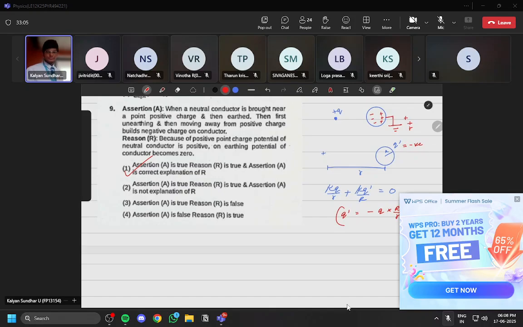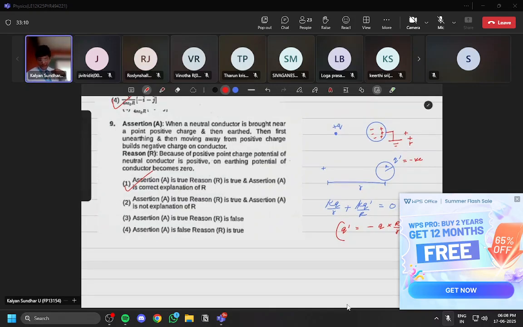Sir, can you explain the reason one more time? Yes ma'am, see, the reason says the point charge is becoming a negative charge on the conductor. So to find the negative charge, what is the reason they have given? The total neutral conductor of the charge potential becomes zero.